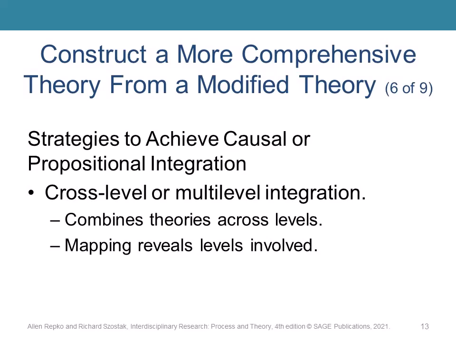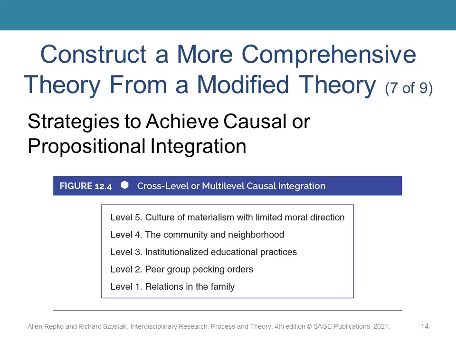Deciding which levels to integrate may require returning to step 1 of the IRP and rethinking the scope of the problem. It may be that the problem, as first framed, is too broad and needs to be narrowed to make the study more manageable. Figure 12.4 provides an example of cross-level or multi-level causal integration.